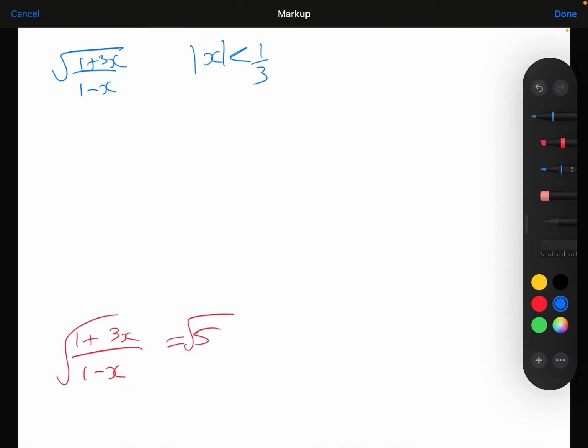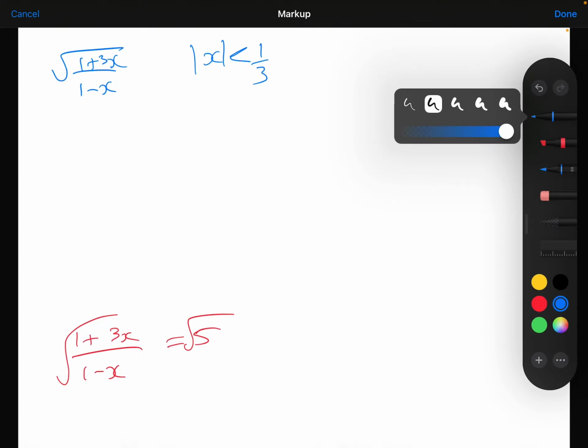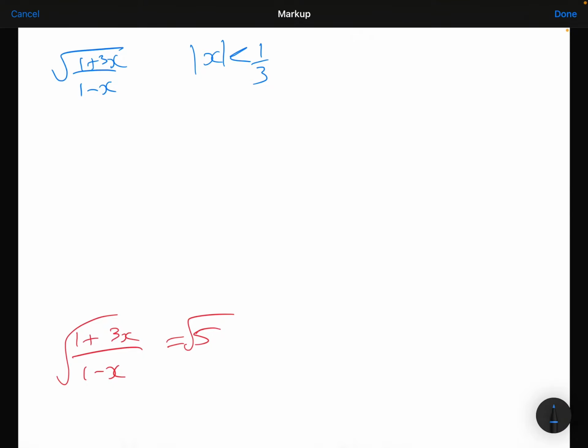Okay, so for 10b, the issue is that the student has tried to use 1/2 as a substitution to end up getting root 5 here. Now, the problem with that is the expansion is not valid for 1/2. It's only valid for when x is less than 1/3, and 1/2 is outside of that range. So the expansion isn't valid for 1/2.